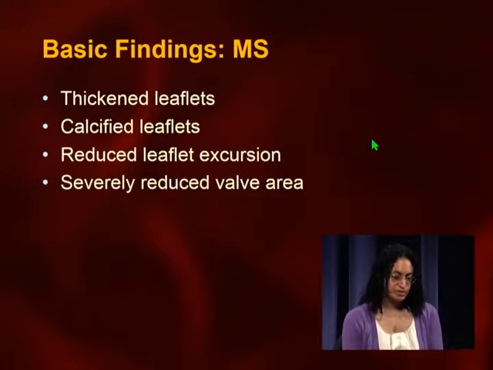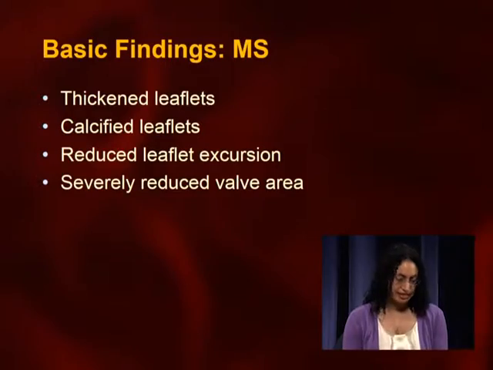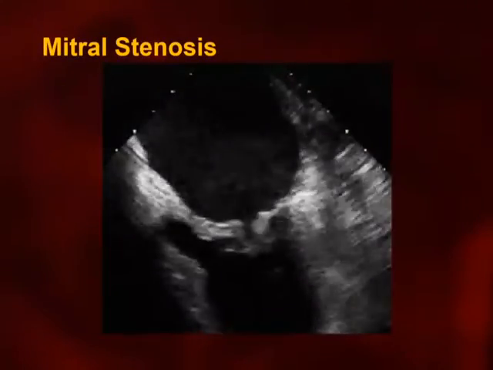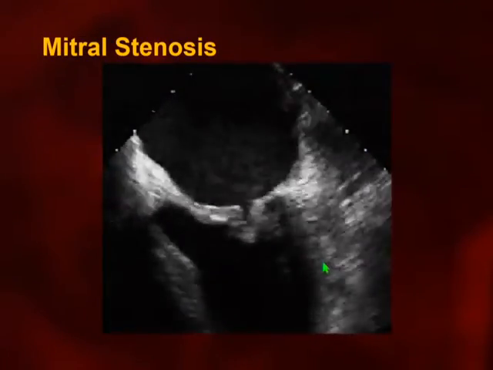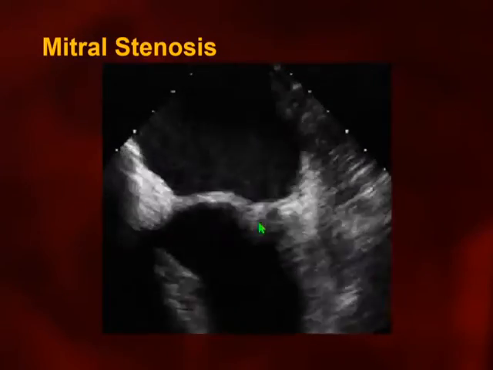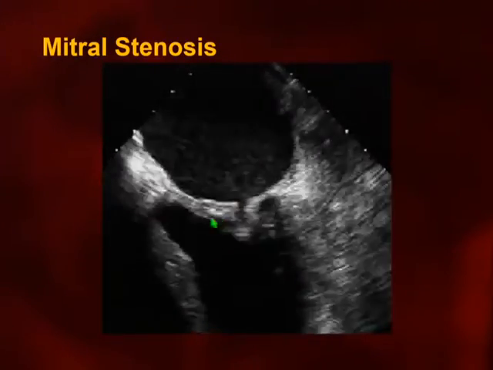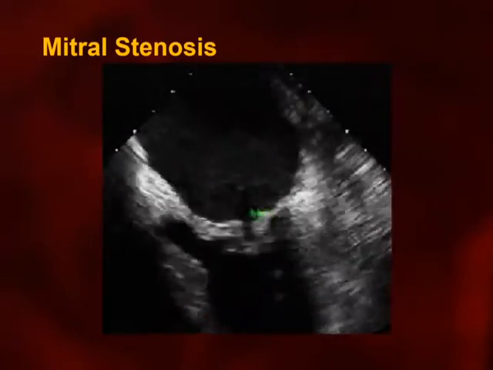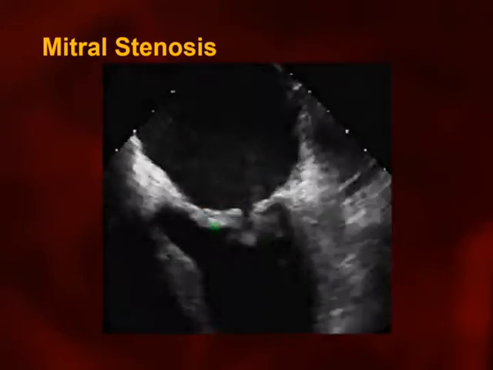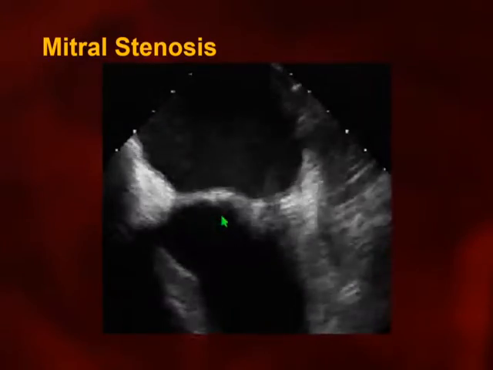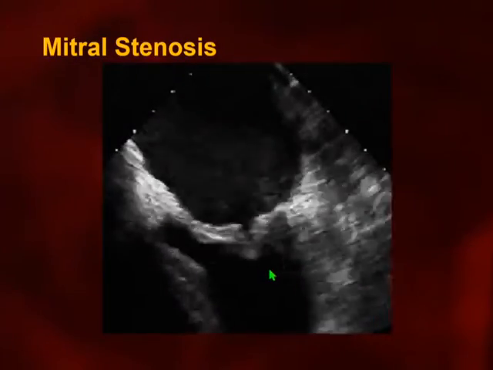Same thing with mitral stenosis. You expect to see findings of thickened and calcified leaflets and reduced leaflet excursion and a severely reduced valve area. So this is a TEE of mitral stenosis. This is the mitral valve, and it's barely opening, and it's got a lot of calcium in it as well. These leaflets should be thin, but they're thickened, and they've got a lot of white in it, and white on echo is calcium.